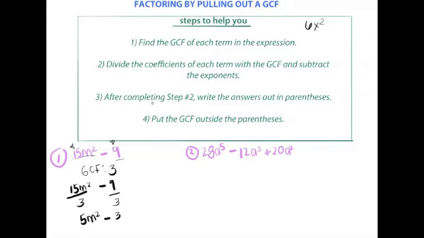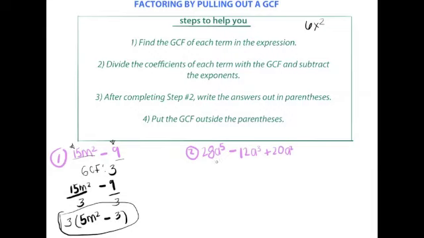Now I'm on step 3. After I've completed step 2, I write my answer in parentheses. Step 4, put the GCF, which is 3, outside the parentheses, and there's our final answer. The way you can check that you've factored it correctly is to distribute the 3 back in, and you should end up back at the original problem. If I distribute the 3, I get 15m squared minus 9, which is the original problem, so I know this is correct. That's how you can check your answer, by distributing your GCF back into the parentheses.